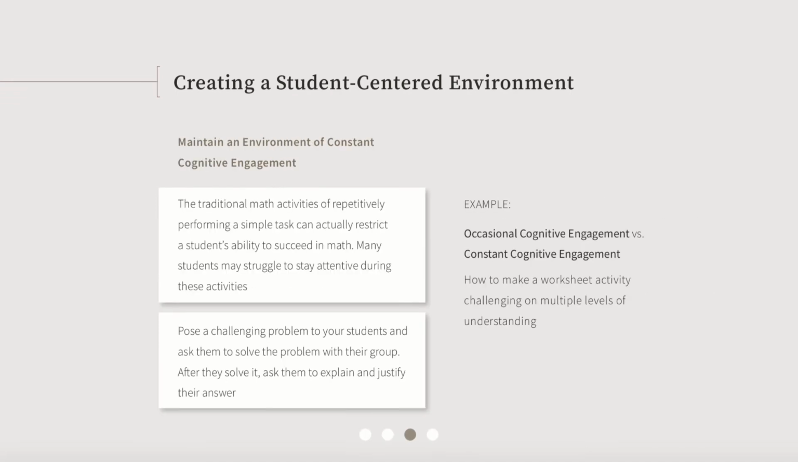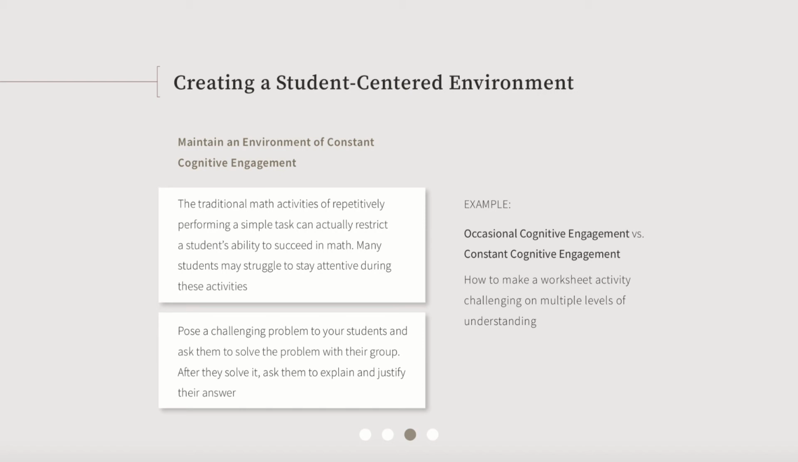Maintain an environment of constant cognitive engagement. Students today can multitask much more effectively than past generations. Your students live in a world of high cognitive engagement that would have been considered overwhelming in the past. In many of today's classrooms, the traditional math activities of repetitively performing a simple task can actually restrict a student's ability to succeed in math.